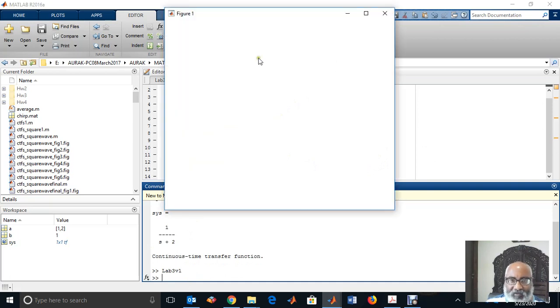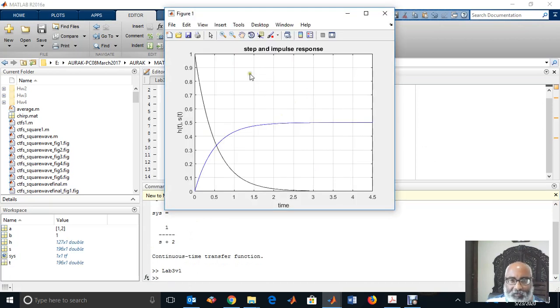So this is a graph, you see. The black color here is the impulse response, a decaying function. And here, the step response, which is actually not decaying, a growing function. Because the impulse is a derivative of the step response. That's why. Okay, this is the simulation.